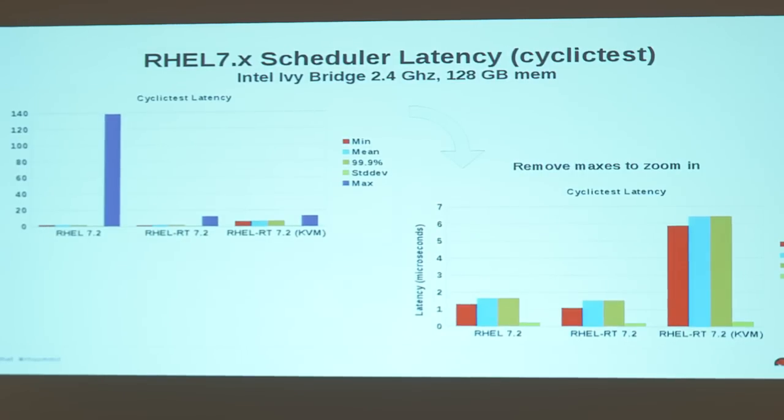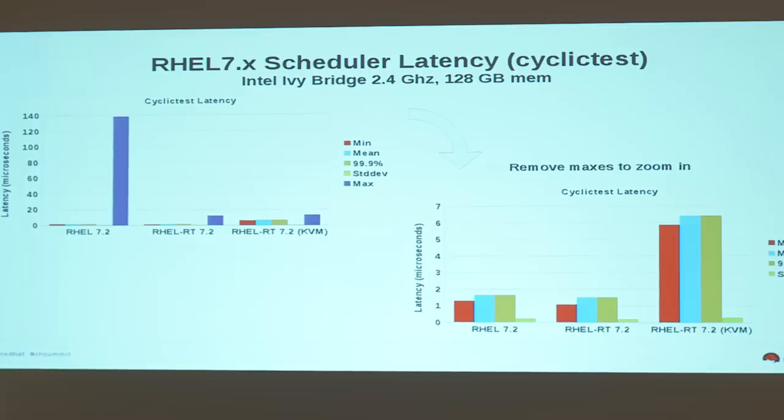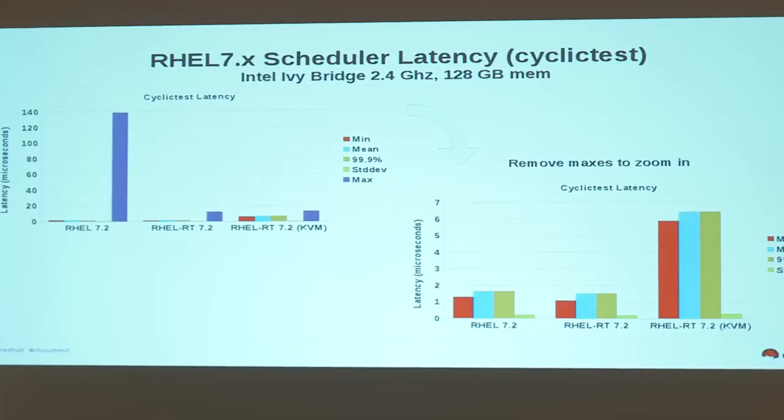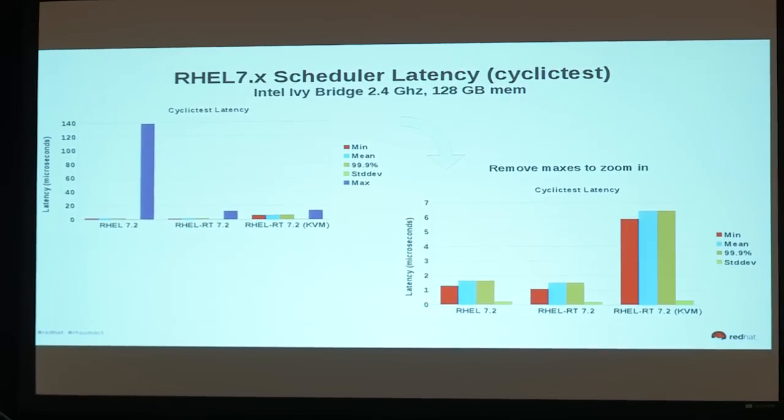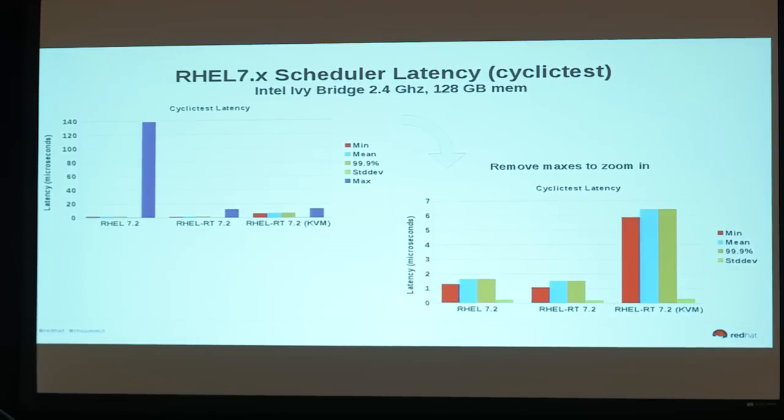So here's another chart that I got from the performance team listing the averages and the maxes of latency. In the first graph, you see that RHEL 7.2 has such a high max that you can't really compare the low ones. So they took out the max so you can see what the average latencies look like. And here's where you can see that KVM is doing pretty well, right around 6 microseconds for average latency.